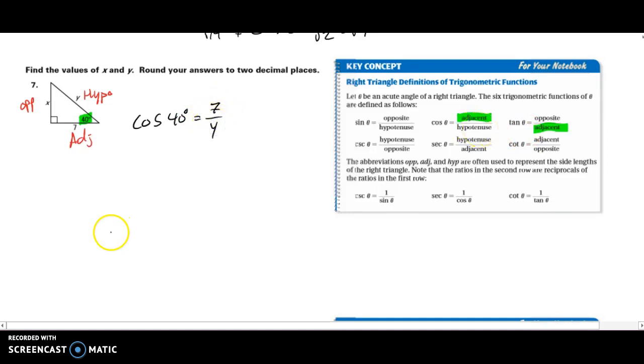Okay, and then I'm going to write the other one out. The tangent of theta, which is 40, is equal to the opposite, which is x, over the adjacent, which is 7. Okay.